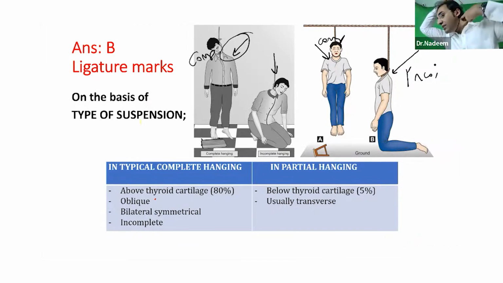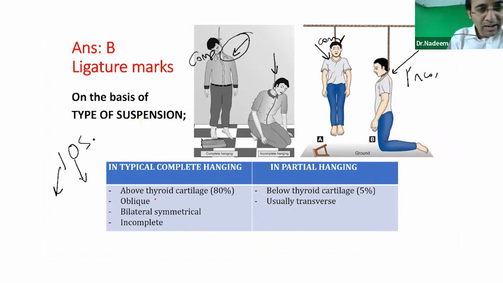See, now see this line. This is oblique or horizontal? This is oblique. Now you tell me, see this part here, you are going to see that at the place of ligation here, there will not be any mark because it will be loose here. Fine, no? So remember, IOS: incomplete, oblique and suprathyroid, meaning above thyroid, incomplete hanging.